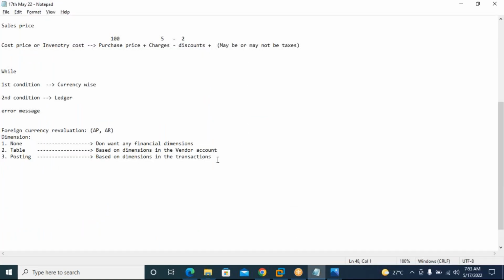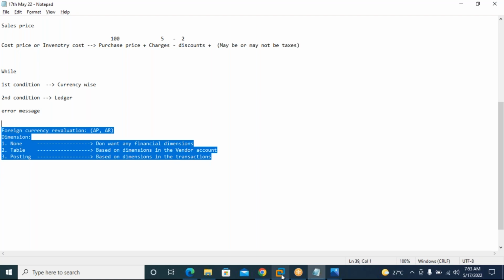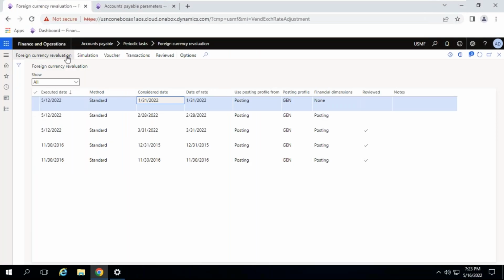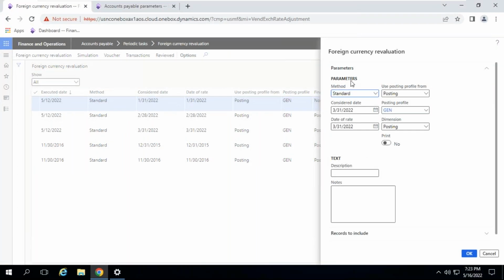Let me go back. Now, is it clear for all, this foreign currency revaluation? Whenever you are executing foreign currency revaluation, it is most important. If you are a junior or new person and you are not able to follow, leave it. You need to remember this is the standard cost method, and this is the date, and you need to enter it and select posting. That's it.